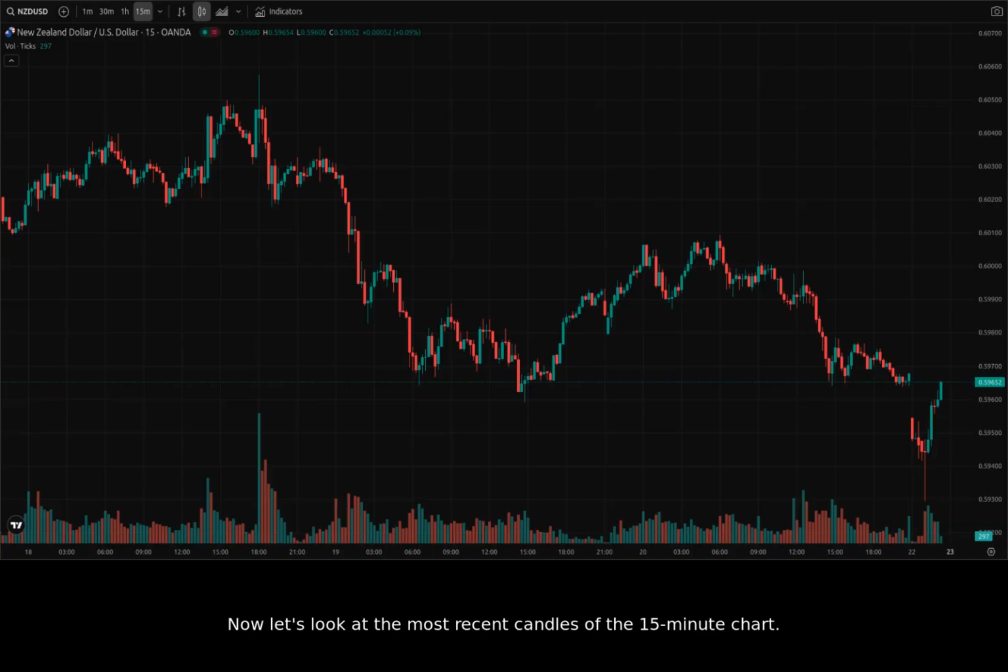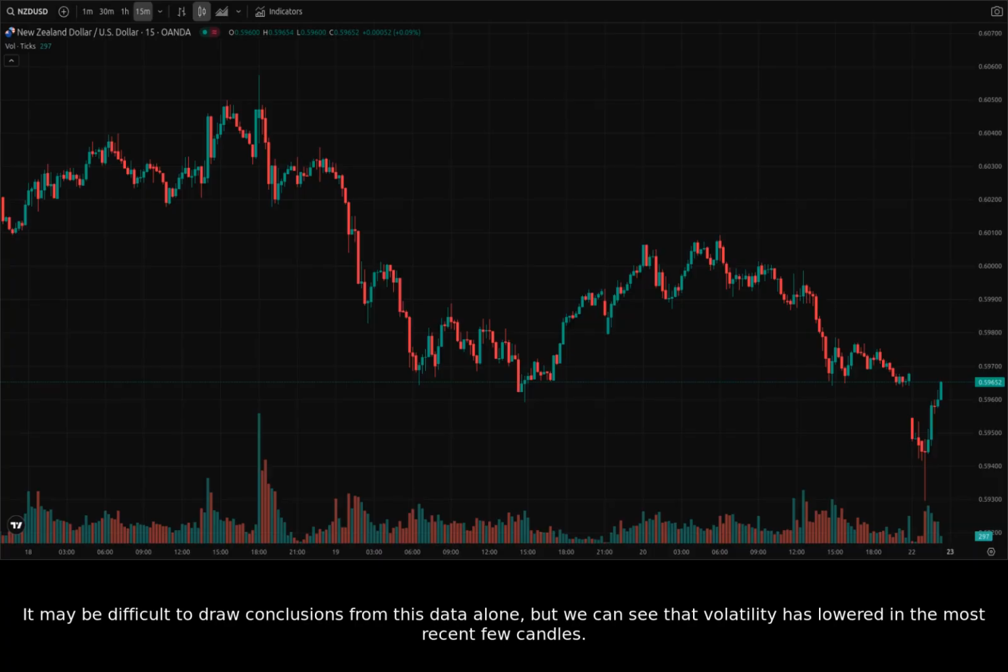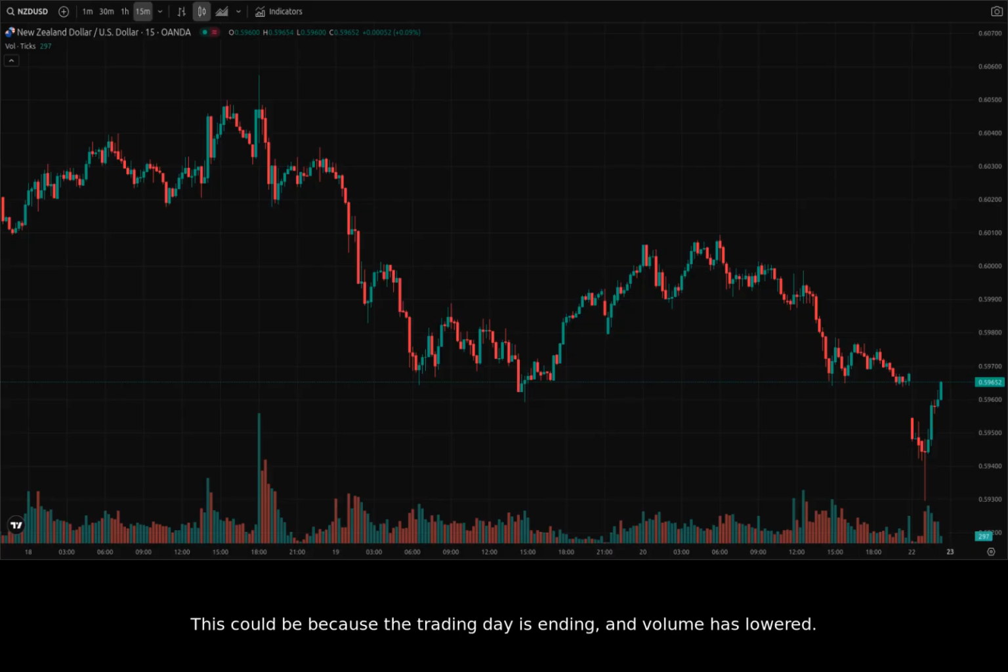Now let's look at the most recent candles of the 15-minute chart. You can see that recently the price has been fluctuating, but relatively stable around 0.611. It may be difficult to draw conclusions from this data alone, but we can see that volatility has lowered in the most recent few candles. This could be because the trading day is ending and volume has lowered.